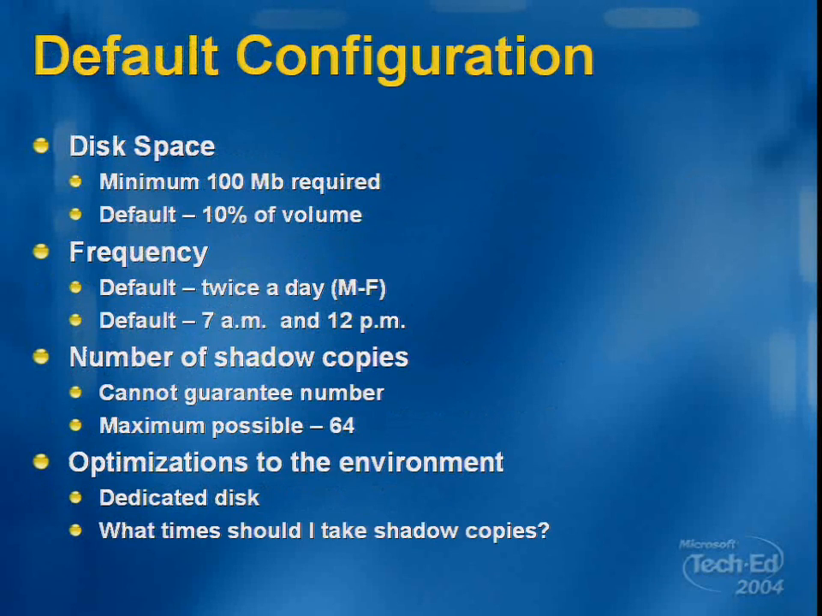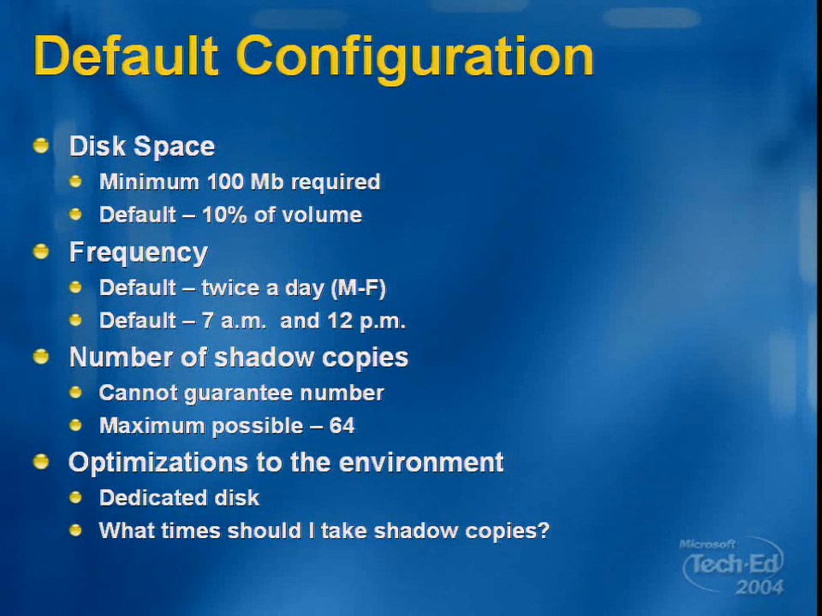Now, the default configuration for shadow copies would be to take 10% of your disk. You need a minimum of 100 megabytes. And what it's going to be doing is using that information. That's going to be the maximum space that it will ever allow, 10% of your disk, but it's going to take it as needed. It's going to take a shadow copy of your disk twice a day, Monday through Friday at 7 a.m. and 12 p.m., but you can tweak that schedule.